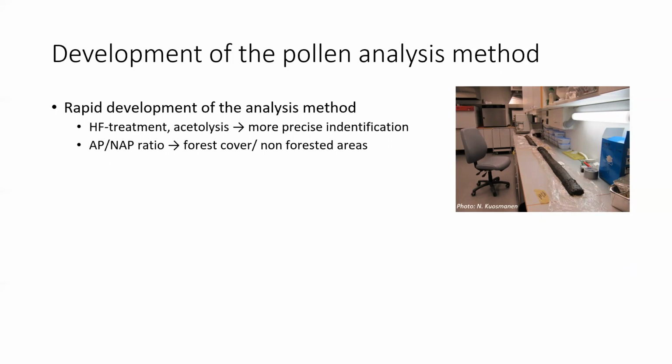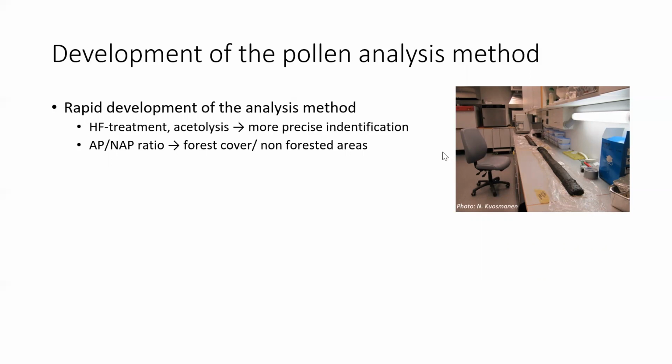Then also came the interpretation of the pollen samples. There started to be a division between forest cover and more open areas. This meant calculating sums for arboreal pollen, which is pollen that is transported through wind and indicates more forested cover, and non-arboreal pollen, which is more like grasses and flowering plants, reflecting open areas. So these were the first developments in the field.